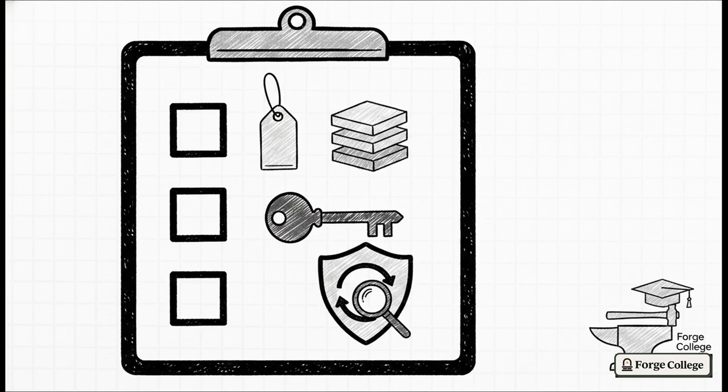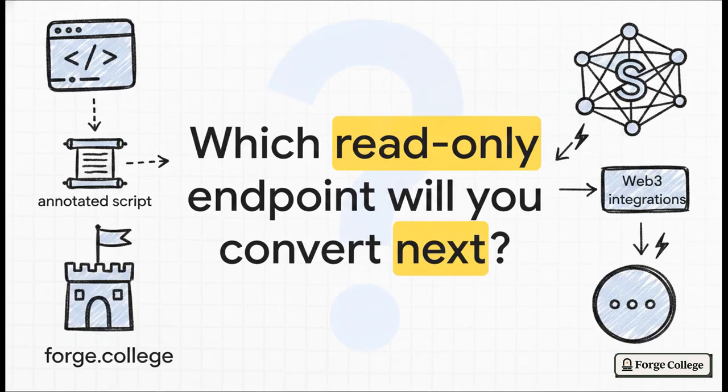To see the actual code implementation for these concepts, I highly encourage you to check out the broader learning programs at Forge College to truly master these Web3 patterns. So I'm going to leave you with this question to chew on. Which of your read-only endpoints are you going to annotate and convert into a safe, intent-only action endpoint next?